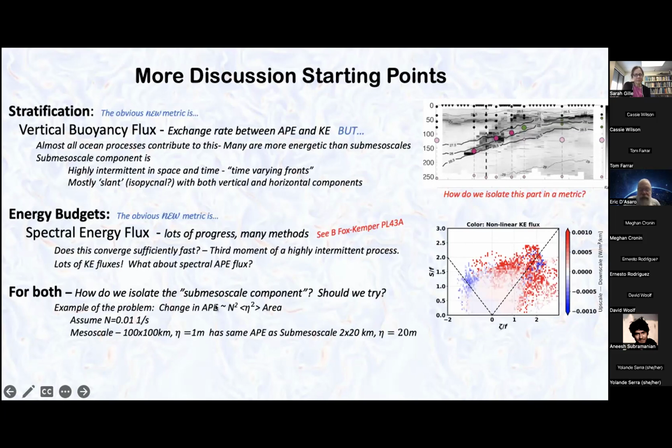Well, the change in available potential energy is sort of N squared times RMS displacement squared times area. Keeping the N constant, if you have a mesoscale motion 100 kilometers by 100 kilometers with a vertical displacement of 1 meter, you have this everywhere all the time. It's got the same available potential energy as a submesoscale front, which is 2 kilometers wide by 20 kilometers long with a displacement of 20 meters. That's the same amount of buoyancy flux in those two. So if this is the one you want, you're going to be heavily contaminated by that one. So that's sort of the nature of the problem.